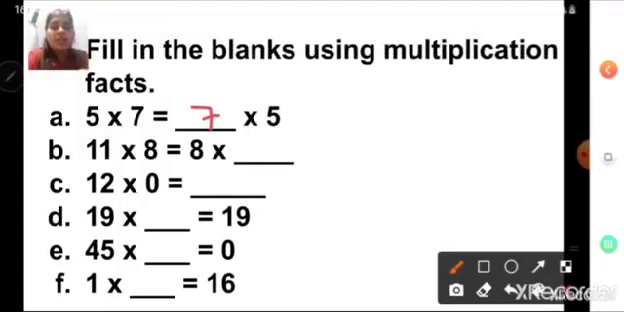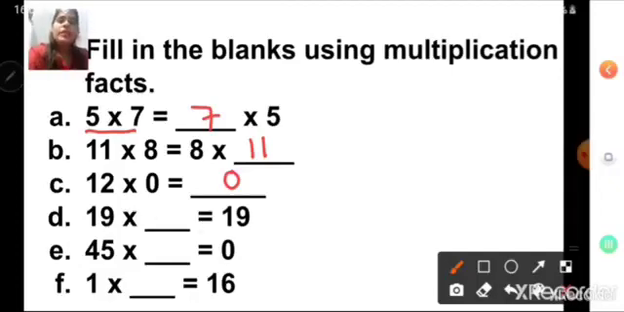Okay. You can see on one side we have 5 into 7. On the other side, after equal to, we have dash multiplied by 5. 5 is given, so we will write here 7. 5 sevens are 35. 7 fives are also 35. Right? Then B1. 11 into 8 is equal to 8 into dash. 11 eights are 88. 8 elevens are also 88. C1 is 12 into 0. Any number multiplied by 0 is 0. Right? Then D1, 19 into dash is equal to 19.